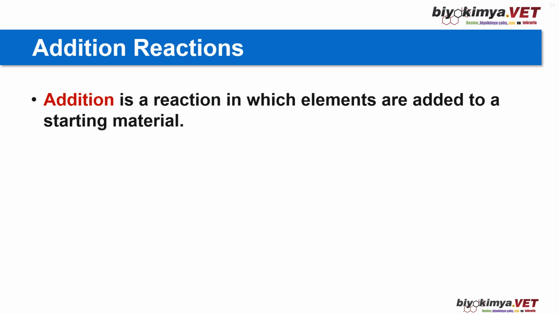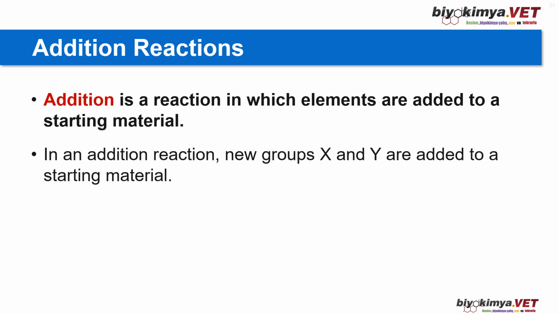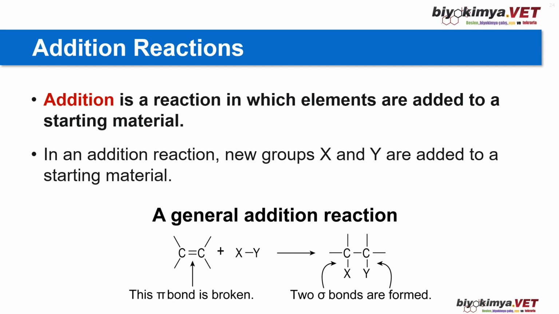Addition reaction. Addition is a reaction in which elements are added to a starting material. In an addition reaction, new groups X and Y are added to a starting material. And this is the general addition reaction. I think you can consider that this is the opposite or the inverse of an elimination reaction. And here, in addition, a pi bond is broken to put the X and Y on with two sigma bonds.